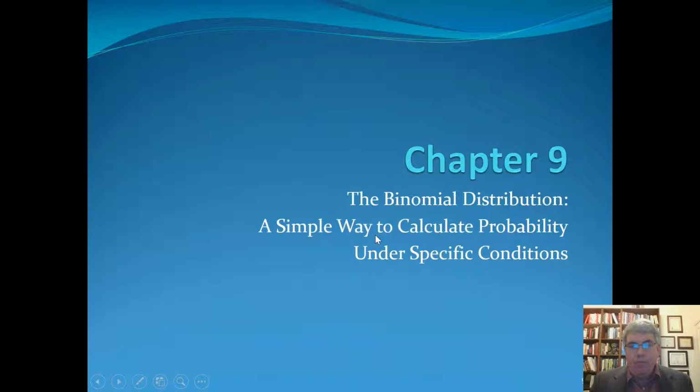In Chapter 9, we're going to look at the binomial distribution. This is a simple way to calculate probability under some very specific conditions. And by being able to calculate these probabilities, that'll enable us to better play around and understand hypothesis testing, which is what we're trying to be looking at now.